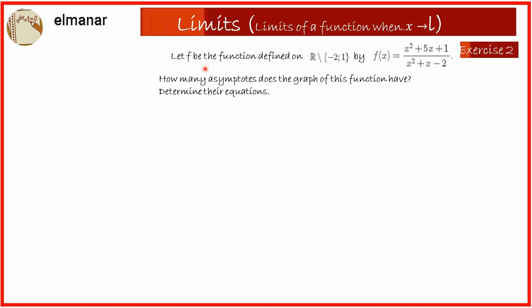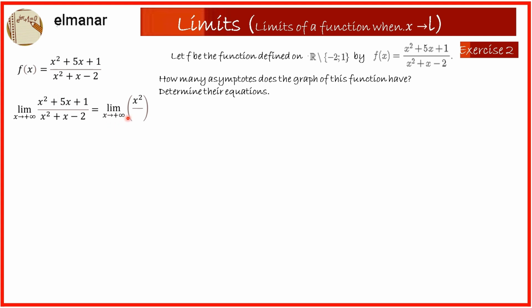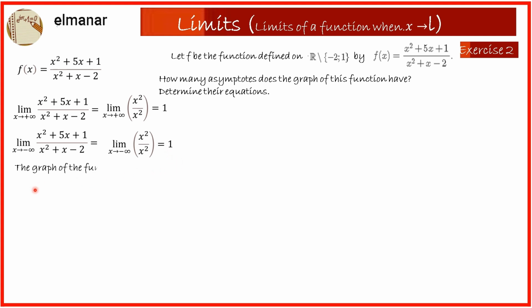Exercise 2. In this exercise, the goal is to find the asymptotes of the graph representing the function f. Analysis of the limits and asymptotes of the function f. Let us first study the limits as x approaches positive infinity and negative infinity. According to the limit of the quotient of the highest degree terms, the limit of f of x as x approaches positive infinity is equal to 1. Similarly, the limit of f of x as x approaches negative infinity is also equal to 1. Therefore, the graph of the function f has a horizontal asymptote with the equation y equals 1.